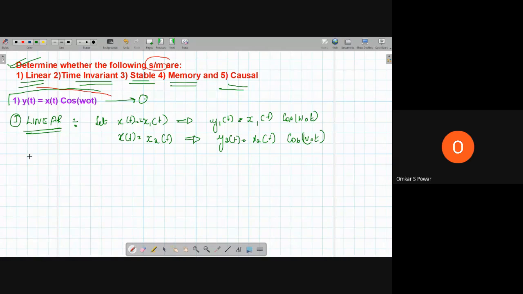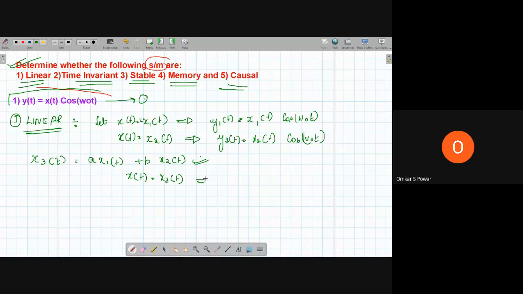Now there is something called the superposition theorem. According to that, x3 of t is equal to a into x1 of t plus b into x2 of t. So write this and keep it. Why we will use this, we will see. Now we will take x of t equal to x3 of t.